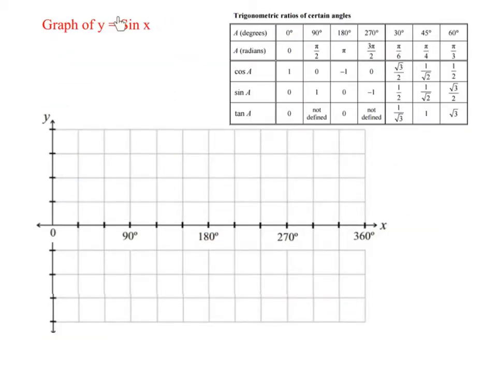Now we're going to draw the graph of y equals sine of x using our trigonometric ratios of certain angles, which is given to us in the formula tables. So we're interested in sine of A.